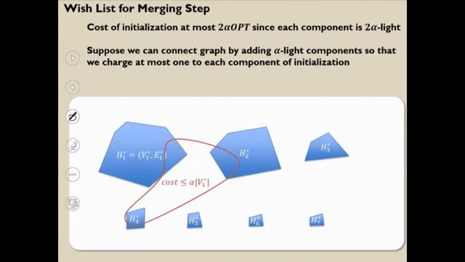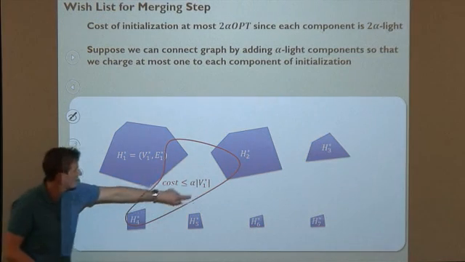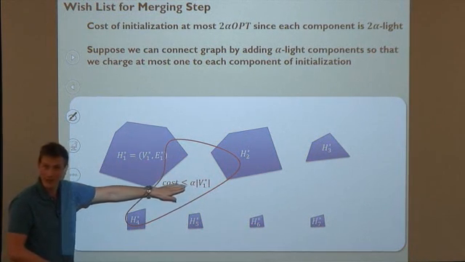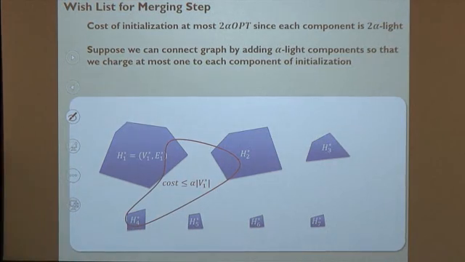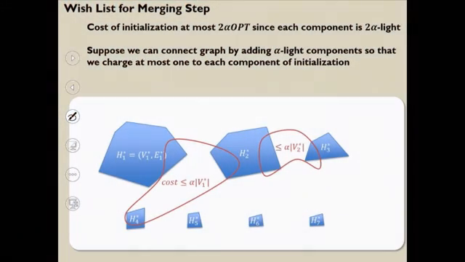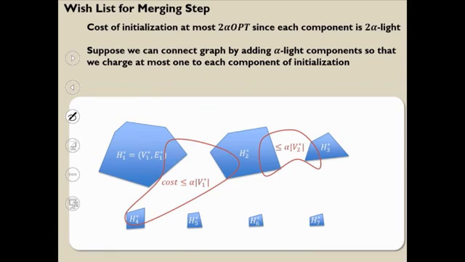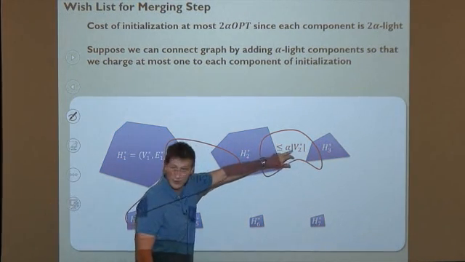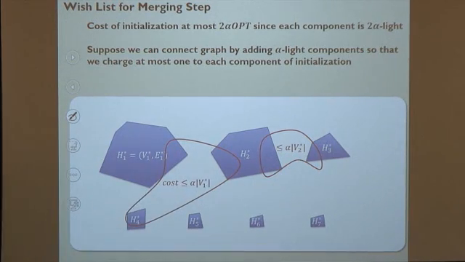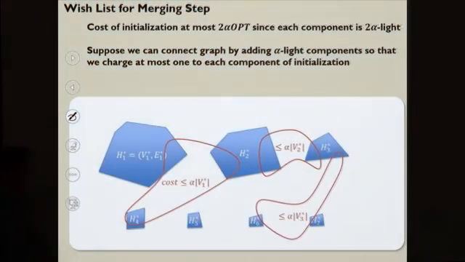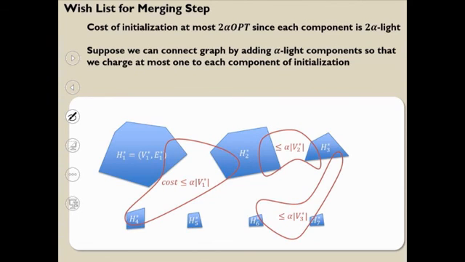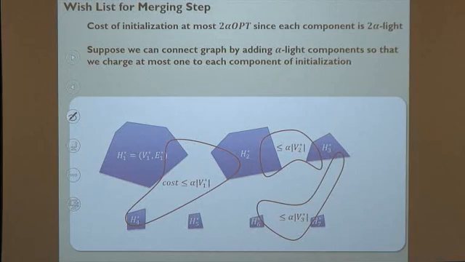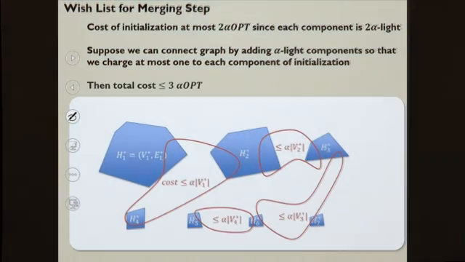Well, one thing would be, okay, suppose we can connect the graph, but we only want to add alpha light components. Okay, so that we charge H1 star at most once. So this guy, he intersects V1 star. We know that he has cost at most alpha V1 star, right? By the previous argument. This guy, the biggest guy he intersects is H2 star. So we know that this guy has cost at most alpha V2 star. This guy, the biggest guy he intersects is H3 star, so he costs at most alpha V3 star, and so on. Okay? This is at most alpha V4.